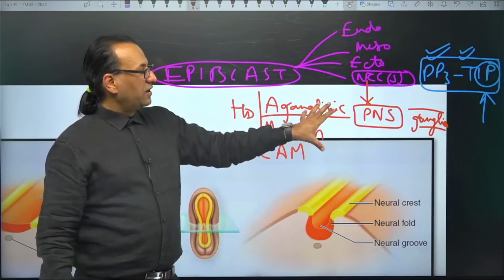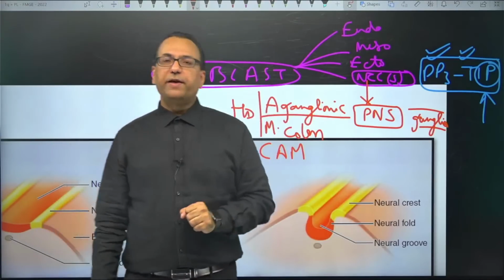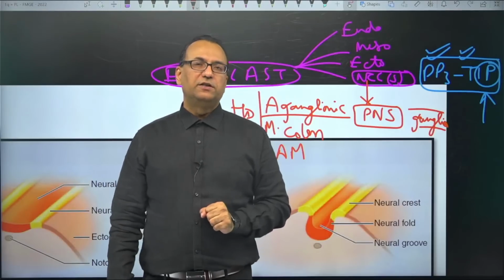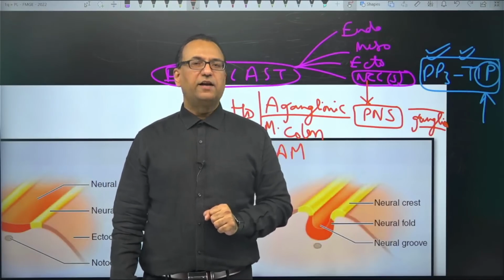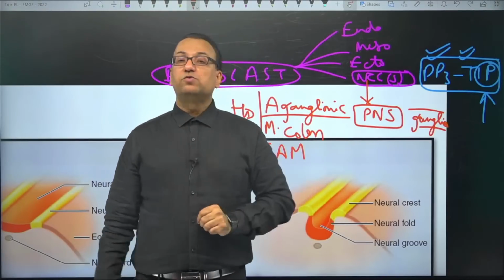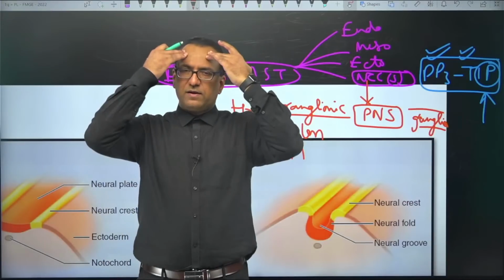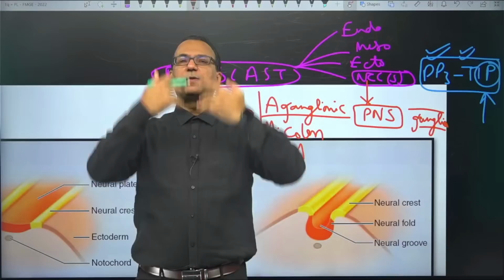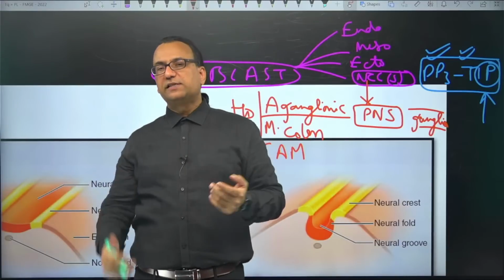So if the neural crest cell is forming the PNS, who is forming the CNS? What is CNS? Central nervous system. What do you include there? Brain and the spinal cord. So brain and the spinal cord is the central nervous system. Who is forming the CNS?